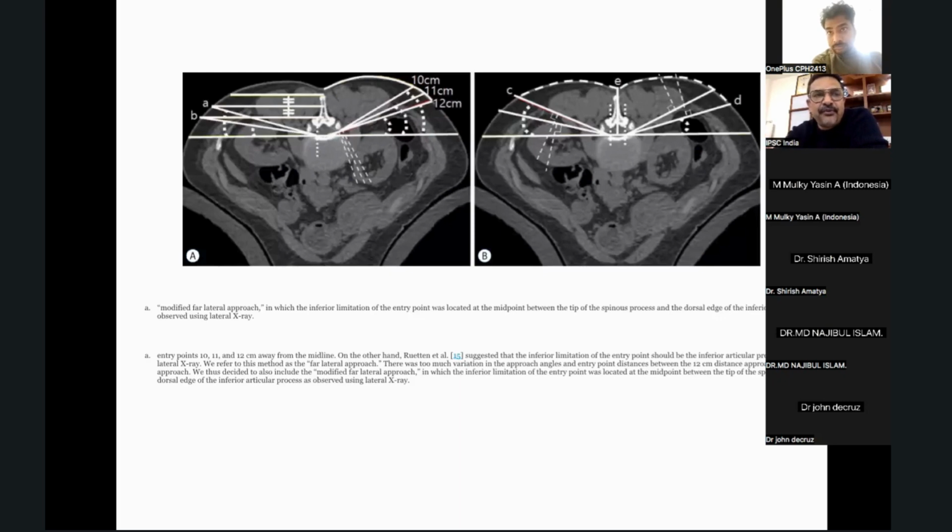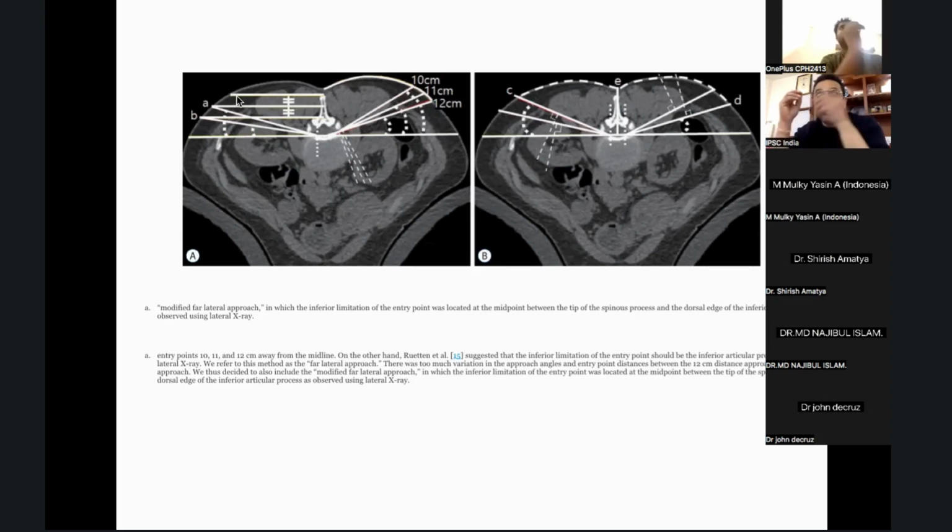For the far lateral approach, if you are targeting the canal, whenever there is sequestrated material lying in the canal, or central herniations where we have to go inside into the canal, there is another method called the far lateral approach. We can use this as a guide. After parallelizing, we can just go lateral and see the tip of the spinous process, and we can select our entry point over the skin there.